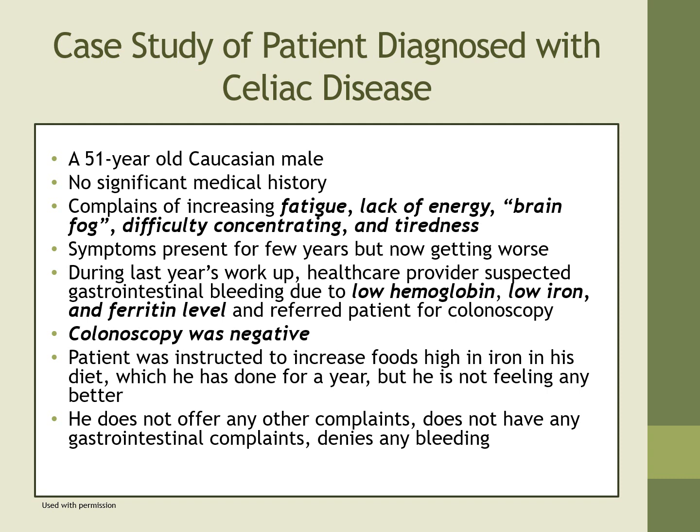During last year's workup, healthcare providers suspected gastrointestinal bleeding due to low hemoglobin, iron, and ferritin, and referred patient for colonoscopy. Colonoscopy was negative. Patient was instructed to increase foods high in iron in his diet, which he has done for a year, but he is not feeling any better. He does not offer any other complaints, does not have gastrointestinal complaints, and denies any bleeding.